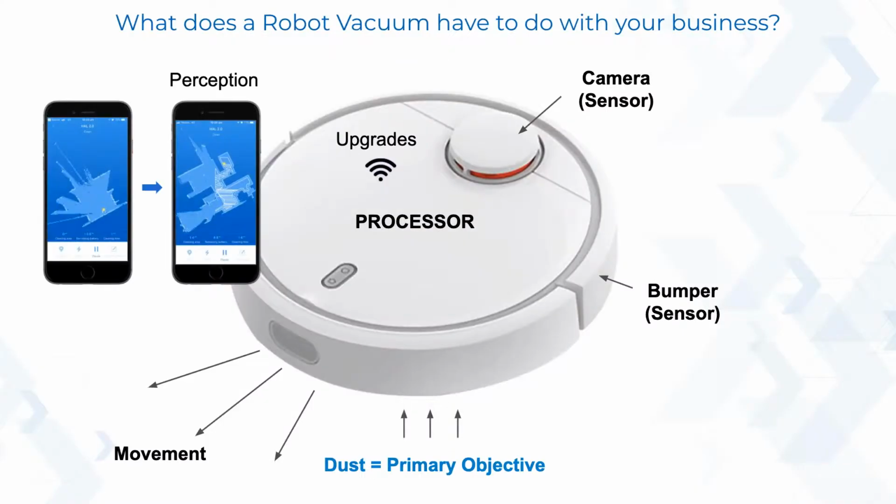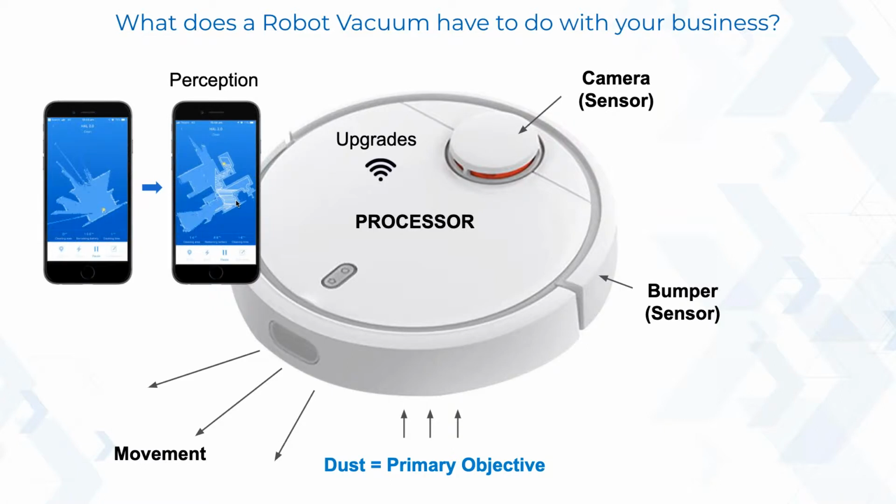So let's really dive in. I like to use a robot vacuum as a metaphor for business, and this is my robot vacuum. You can see here that it maps out my apartment. It's got a camera, sensor, and a bumper, and it has this app, and it maps out my full apartment. Its primary objective is to clean up the dust, and it decides with its processor how it moves around my apartment to map it out in the most efficient way.